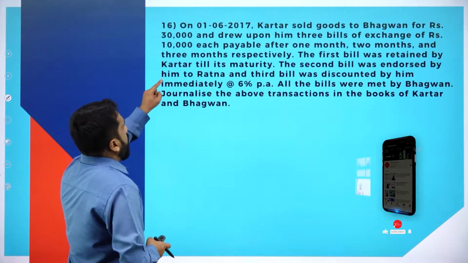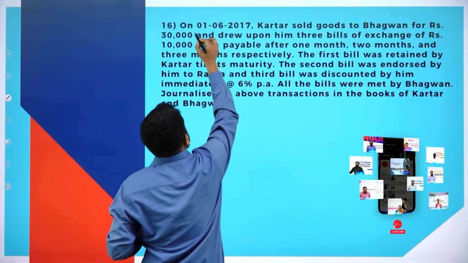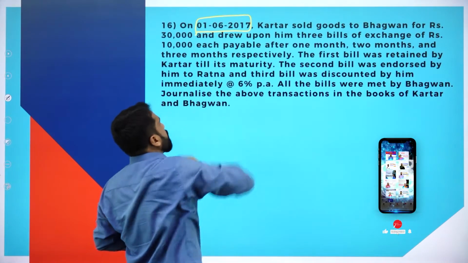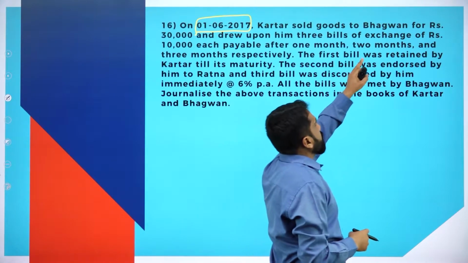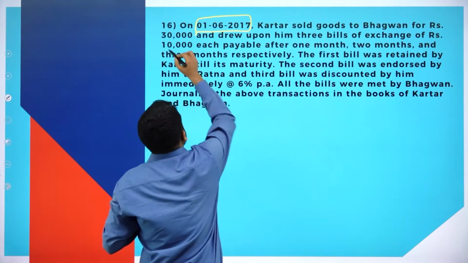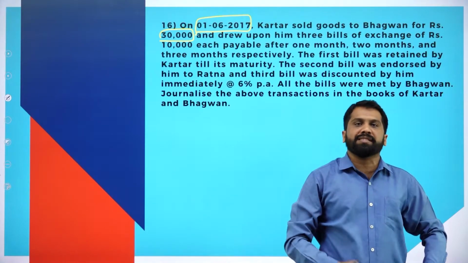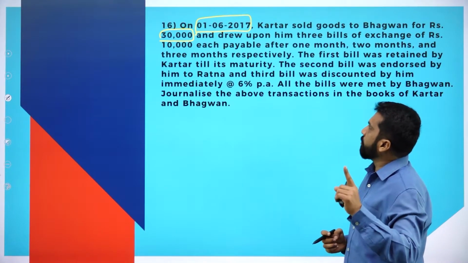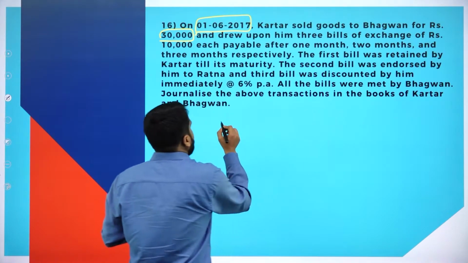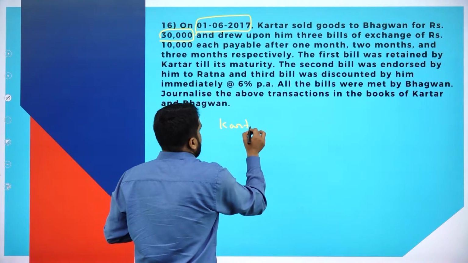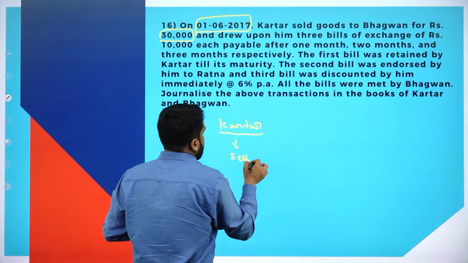Now on 1/6/2017, which means 1st June 2017, Kartar sold goods to Bhagwan for rupees 30,000. So the first person is always the seller. So I can call him Kartar. Kartar is the first person. He is called the seller.